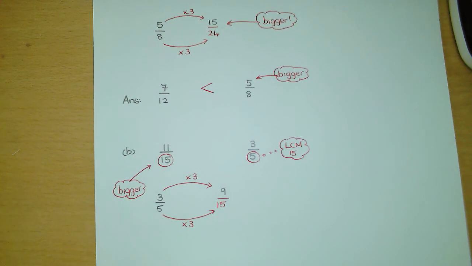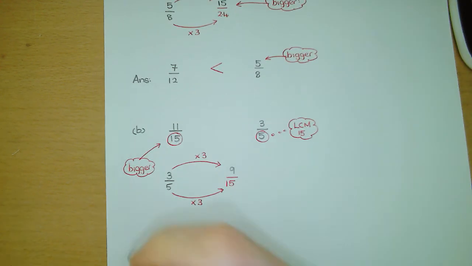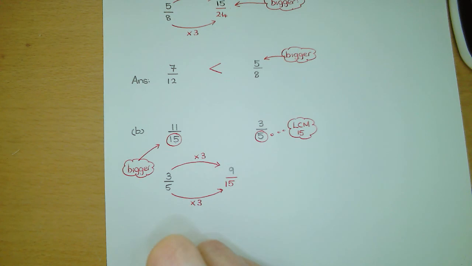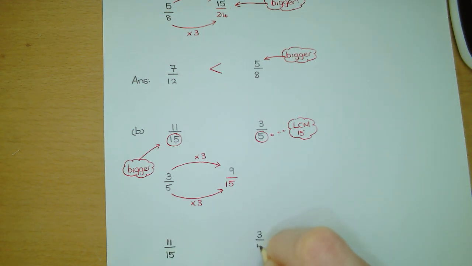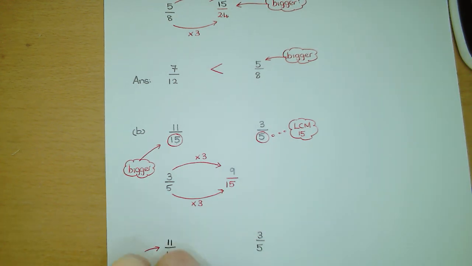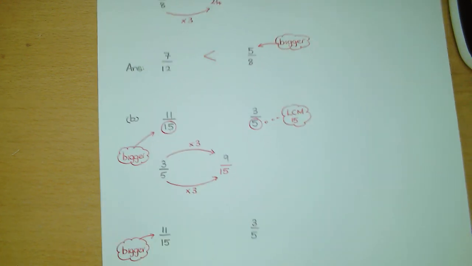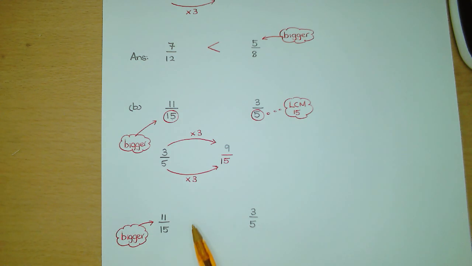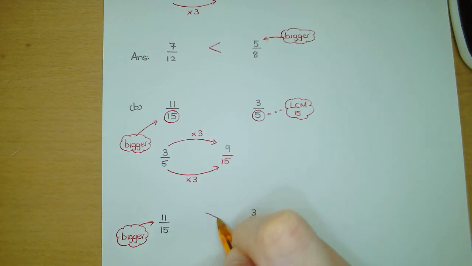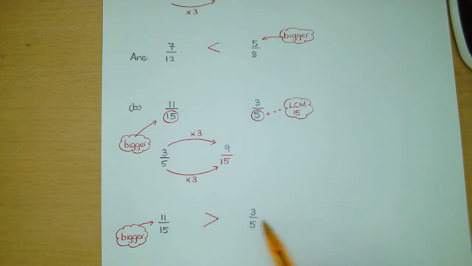So what we do now is write the original two fractions down again. We've just identified which one is bigger. So the arrow we put in always points at the smaller fraction. So if this is the bigger one, that's the smaller one. So the arrow this time, or the sign, must point to the right.